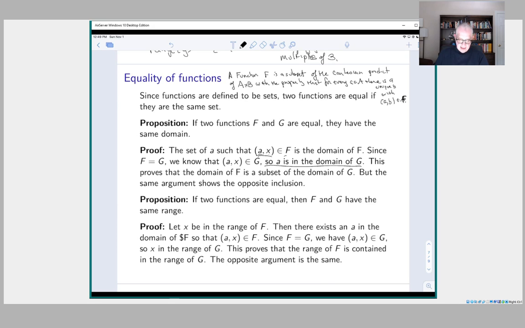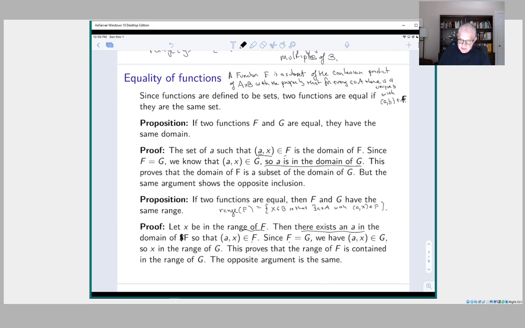Similarly, we are going to show that they have the same range. So remember what the range is. The range of f is the set of elements x in B so that there exists a in A with the pair (a, x) in f. So suppose you take an x which is in the range of f, then you know there has to be an a in the domain of f so that (a, x) is in f. That's what it means for x to be in the range.